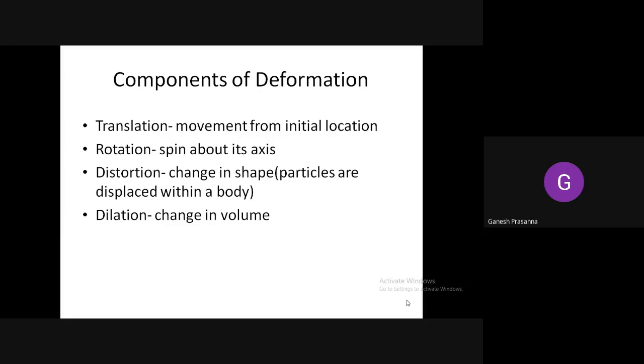Coming to the components of deformation, what are the four components? We have translation, rotation, distortion, and dilation. Translation is movement from the initial location; if the particles move from the initial location to a final location, it is called translation. Rotation means spinning of the particles about their own axis. Distortion means change in shape, where particles are displaced within a body, and dilation means change in volume.